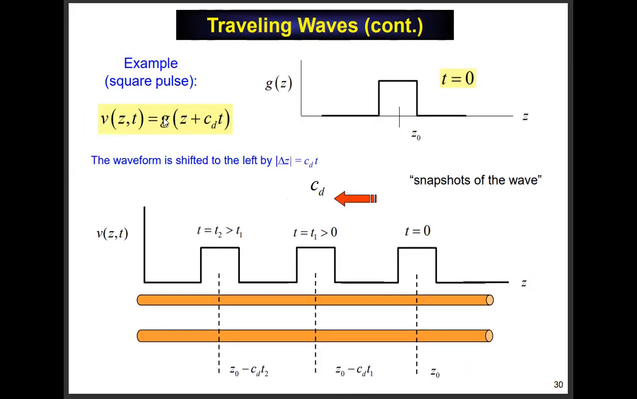Now, if it's the g function, z plus c dt, it's the same interpretation, just going in the opposite direction. So here it is at t equals 0. Now it's going in the negative direction. The absolute value of the distance traveled is again the speed of light times t, but z is getting more and more negative. So at time t1, it's moved from here to here. A little bit later, it's moved from here to here. So z is getting more negative at the center of the pulse. But it's the same principle.